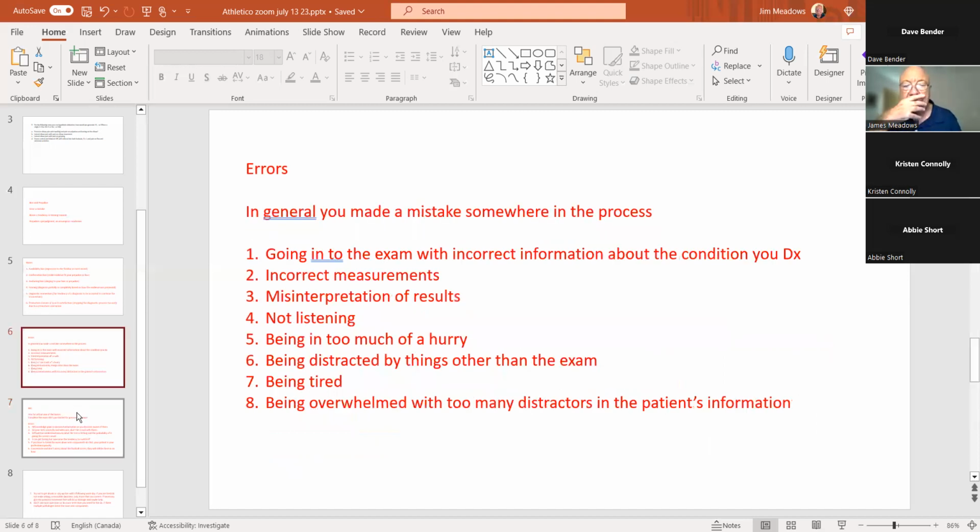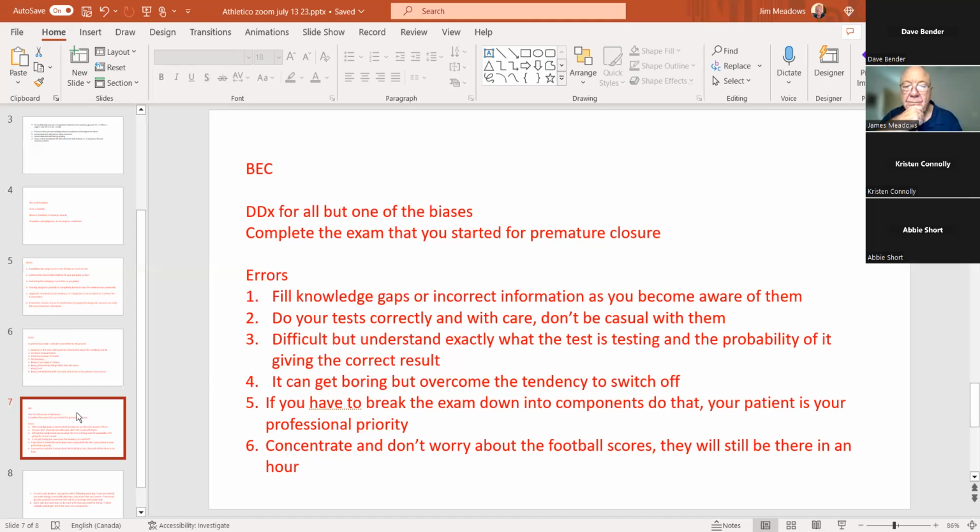Misinterpretation of results. This is difficult to deal with because after time, you don't know that you're misinterpreting the results, but at least know what the test is testing and the probability of it giving the correct results. This can be done through sensitivity and specificity numbers. It can be done through likelihood ratios, diagnostic accuracy, and so on.